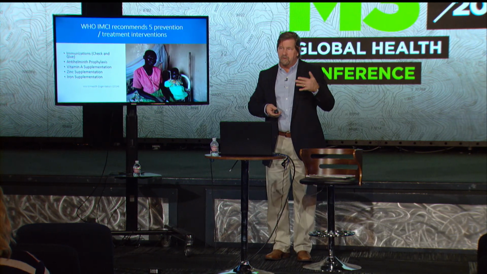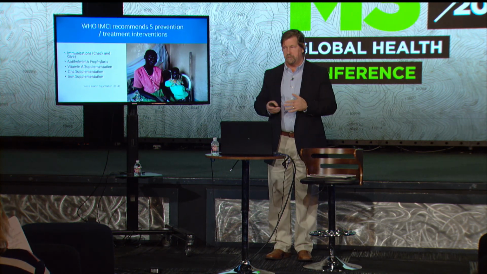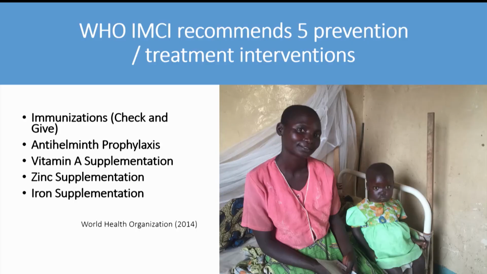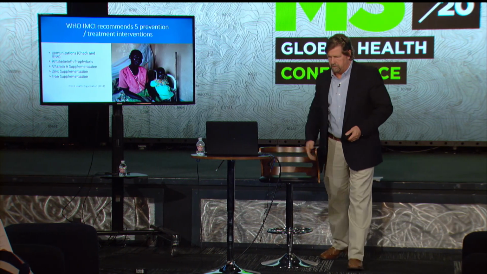Okay, so there are 5 really basic recommendations for prevention and treatment interventions according to the World Health Organization guidelines. Immunizations, obviously, no-brainer. Anti-worm prophylaxis, we're going to give them worm medicine, right? Vitamin A supplementation, probably not something you're familiar with here if you're doing pediatrics in our country. Zinc supplementation, probably not something you're readily familiar with if you're practicing in this context, and then iron supplementation. Well, let me explain a little bit about why each of these, and maybe some of the rationales for them.